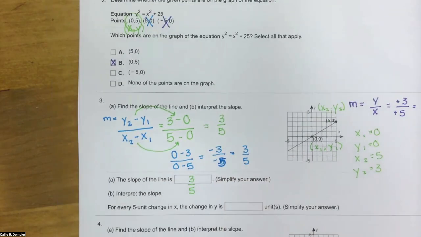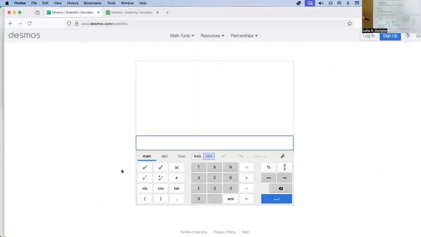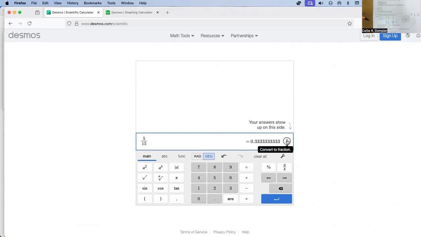Simplify your answer. A good way to simplify your answer is to go into Desmos. The scientific calculator, if I had 5/15, for example, as my fraction, your answer shows up on this side, press the convert to fraction button, and you'll see it in its simplest form. Okay, so we can just make sure that 3/5 is in its simplest form by clicking on the fraction button, and it will show us that it is.